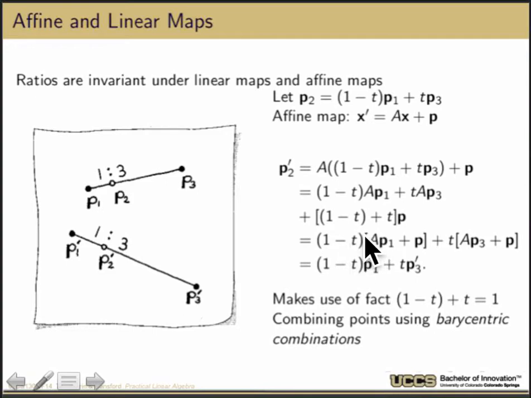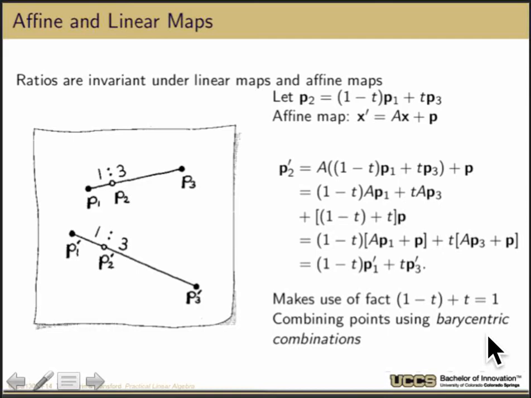Collect those and simplify, I get that the result of this is (1 minus t) times the quantity AP1 plus p, but AP1 plus p is just P1 prime, the affine transformation applied to P1, plus t times AP3 plus p, but again this is just P3 prime. So here we're going to get that P2 prime, the position after mapping, is just the same ratio of P1 and P3 put together after mapping. And here we're going to make use of the fact that (1 minus t) plus t equals 1, which is true. And again, as I said, this is true for any points that we define using barycentric combinations, so we'll have some nice properties of what we want to be able to do with those.